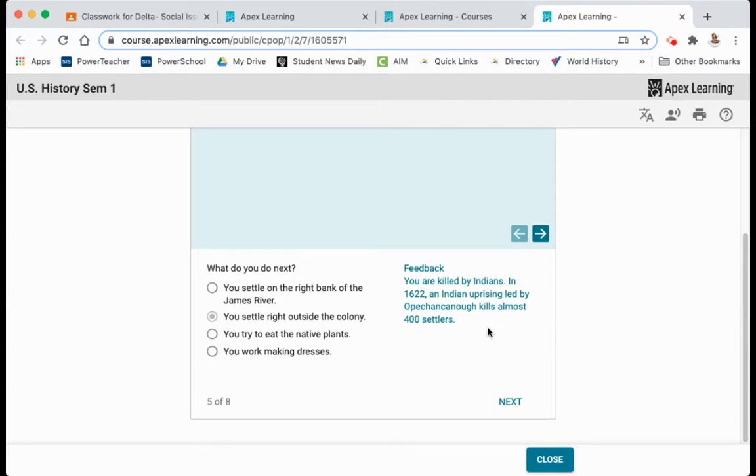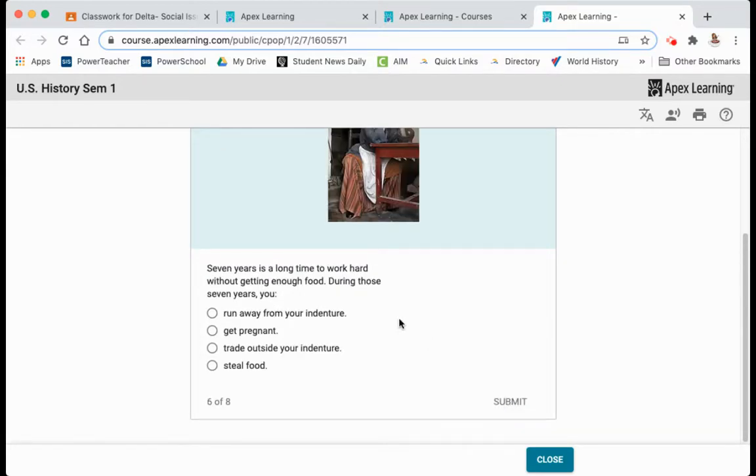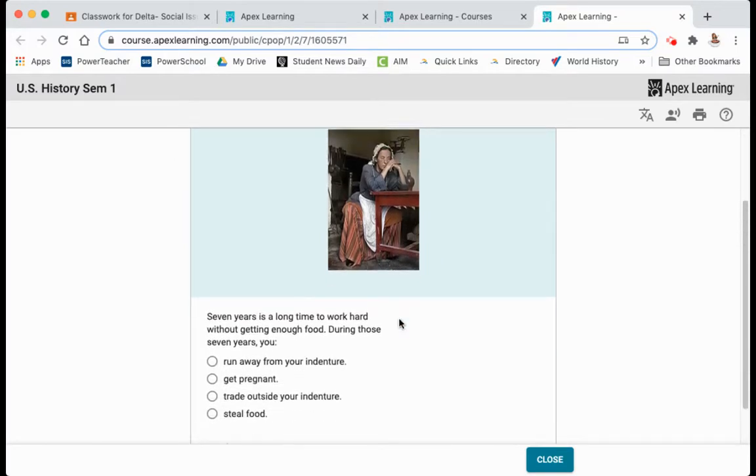In 1622, an Indian uprising led by, I'm not even going to try to say that name, kills almost 400 settlers. So I have died one time now. And then we keep going and pretend I didn't die.